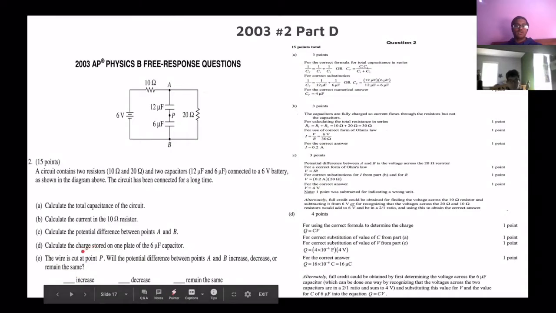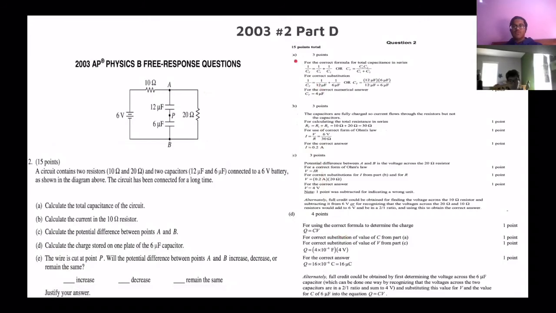Again, D asks for the charge stored on one plate of the 6 microfarad capacitor. To find that, we have to do A first, the total capacitance. To do that, you have to recognize that they're in series, which means we use this formula. Once you substitute in the values of the capacitance, you get that the total capacitance is equal to 4 microfarads, and that'll get you 3 points.